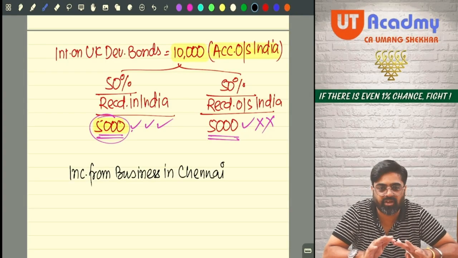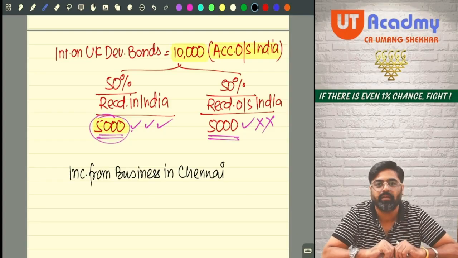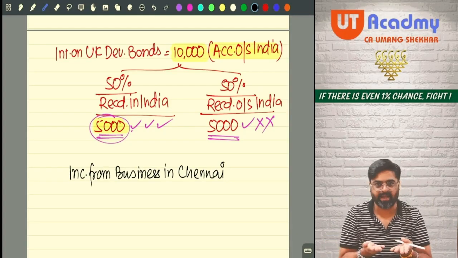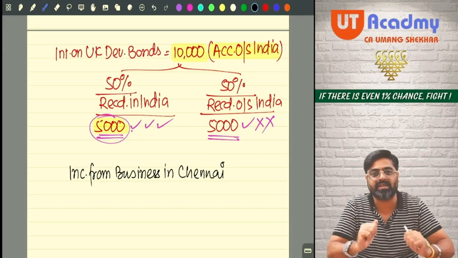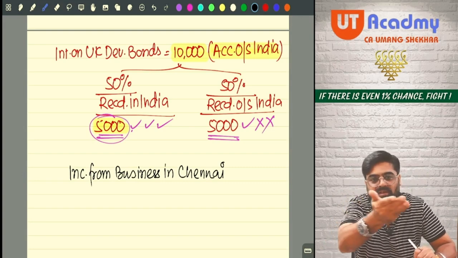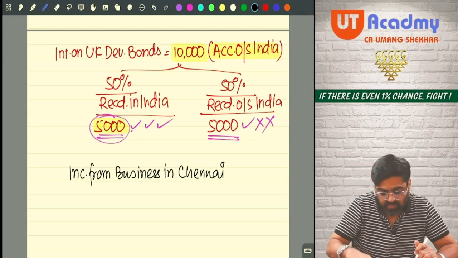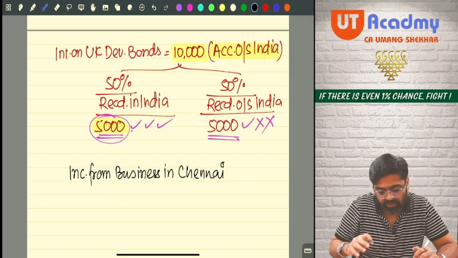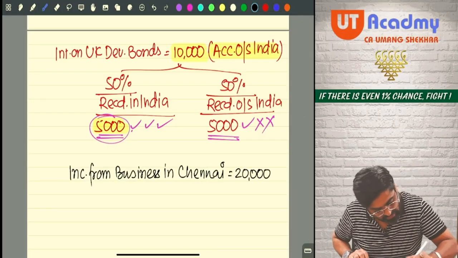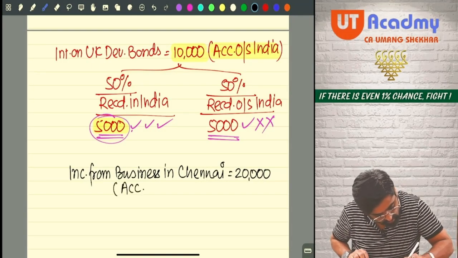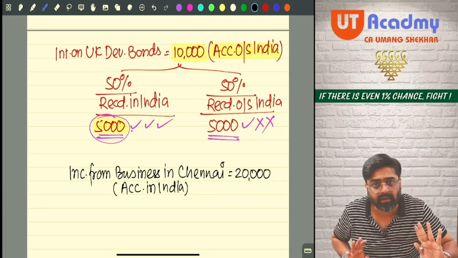Business is in Chennai, not China. Chennai is in India, by the way. If your business is in India, whatever income that business is giving, that income is accrued in India, no? How much income is that business giving you? Tell me. 20,000. So can I say that the entire 20,000 is accrued in India?